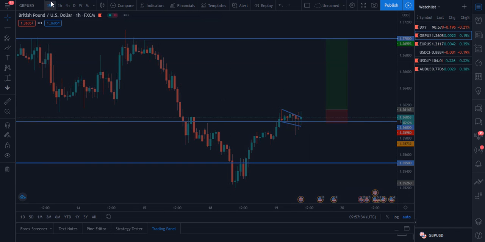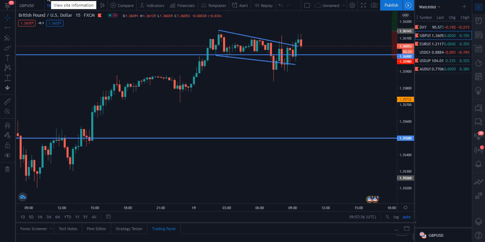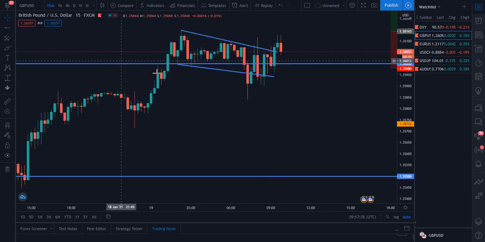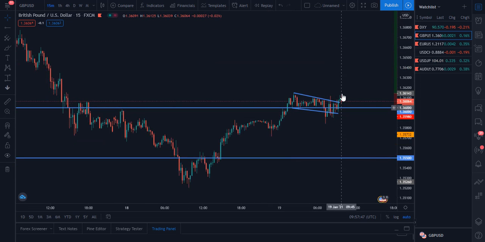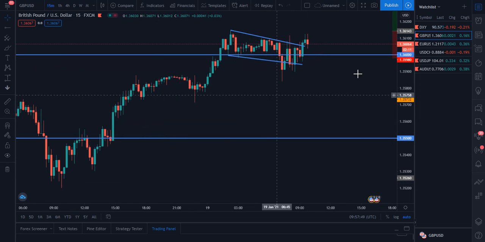And when you go to the 15-minute time frame, you're able to see the flag properly, and now it has broken through. It's retesting, so I'm crossing my fingers that it does continue going to the upside.